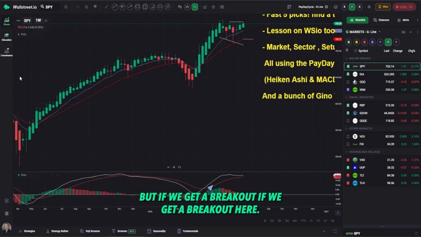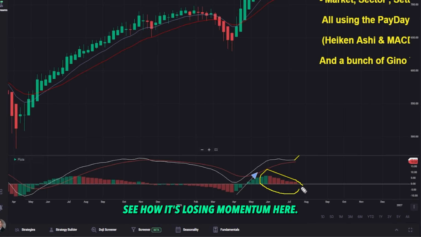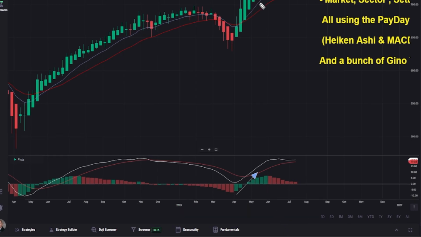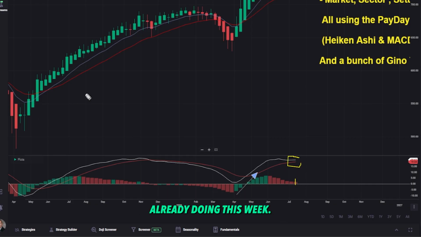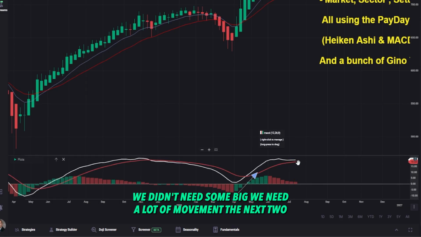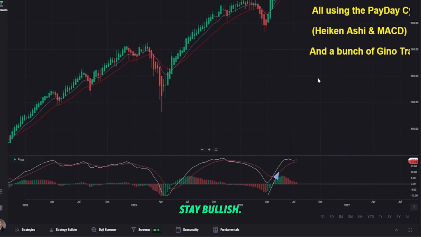I wanted to point that out, but if we get a breakout here, and by the way, we're only 2.5 days old this week. We're halfway through the week. Wednesday, hump day, right? This will expand. But we need a decent breakout for this to expand. See how it's losing momentum here? The longer it takes to make a new high, this will start gravitating. But this is not going to move until next week because we're already doing this week. We need a lot of movement the next 2.5 days to get this to move down here. So everything's confirming, stay bullish.